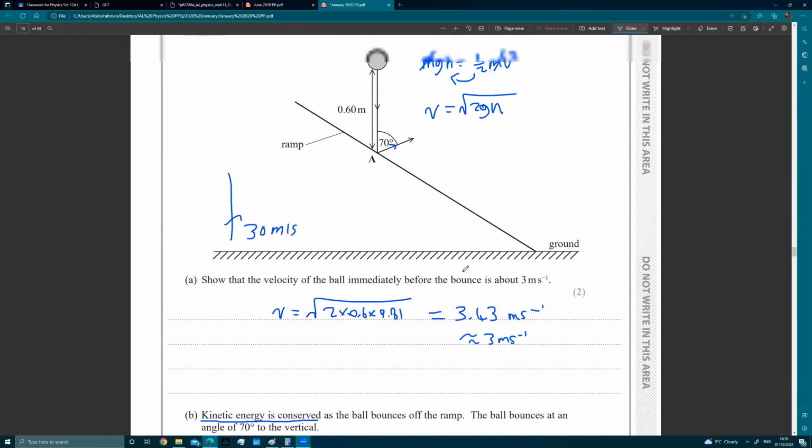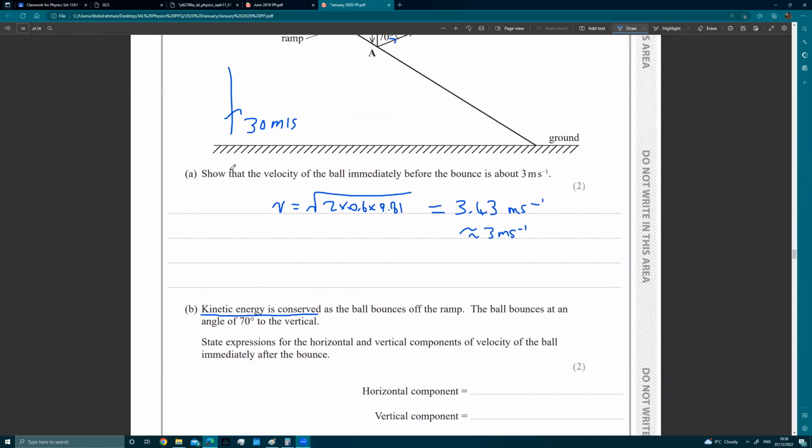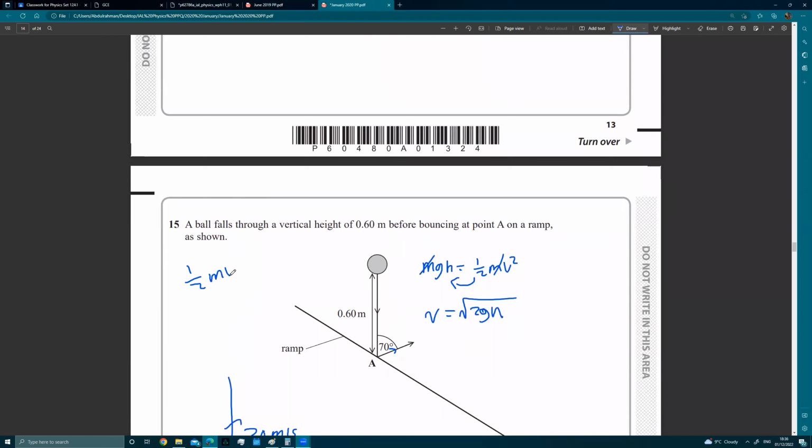Good. Conservation of energy, in this case kinetic energy, because that's the energy it had just before it bounced, half mv squared. It depends on the mass and it depends on the velocity. We know the mass of the ball didn't change and the kinetic energy didn't change. Therefore, the velocity could not have changed. If the velocity randomly increased or decreased, that means you did not obey the conservation of energy.